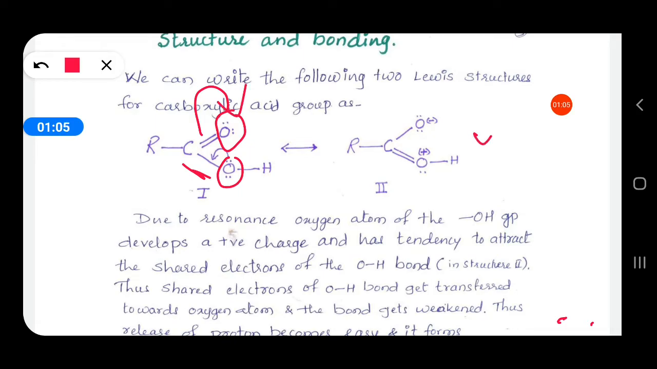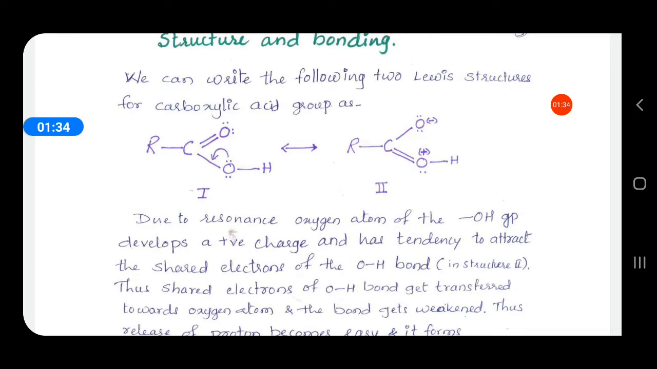So we can write this as a resonance structure for carboxylic acid. Here oxygen loses a pair of electrons, giving them to this CO bond, so it gets a positive charge. This other oxygen gets an extra electron, so it gets a negative charge. So this is structure 1 and structure 2, and both are resonance structures of each other.